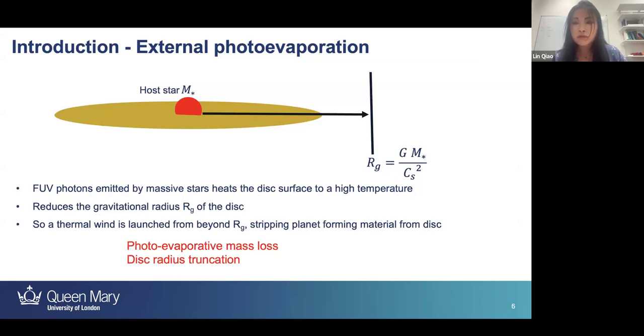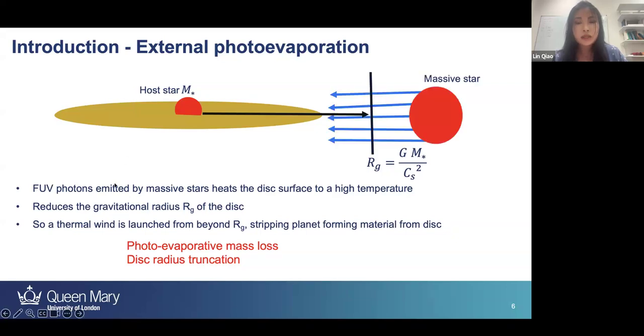So just for a very brief overview of external photoevaporation, this happens when a massive star in a cluster gives off strong FUV radiation that reaches all the way to a disk around a host star. And the FUV radiation heats the disk surface to a high enough temperature so that it reduces the gravitational radius of the disk. The gravitational radius is a critical distance beyond which the orbiting disk material can thermally escape from the host star's gravity.